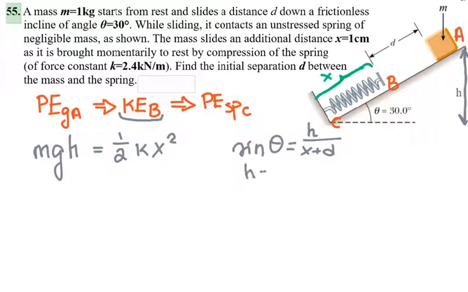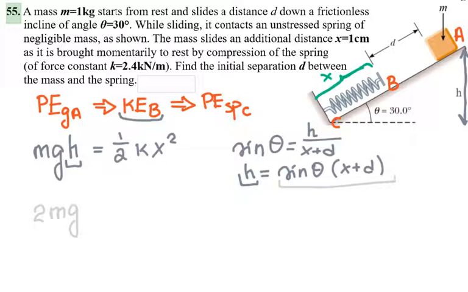So h is equal to sine theta times x plus d. I'm going to plug in this h into the formula. Multiplying both sides by 2, I have 2 mg, and instead of h, I have this whole thing, sine theta times x plus d. On the other side, I already multiplied by 2 and got rid of the fractions. That is equal to kx squared.